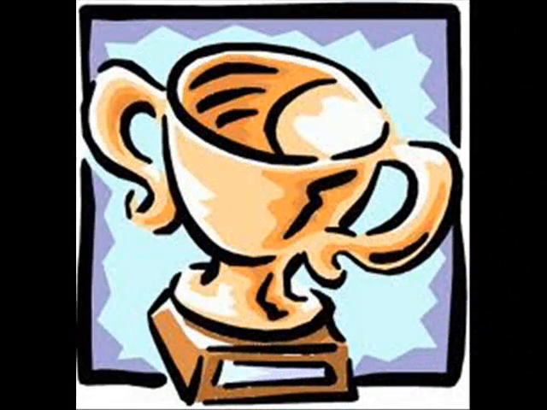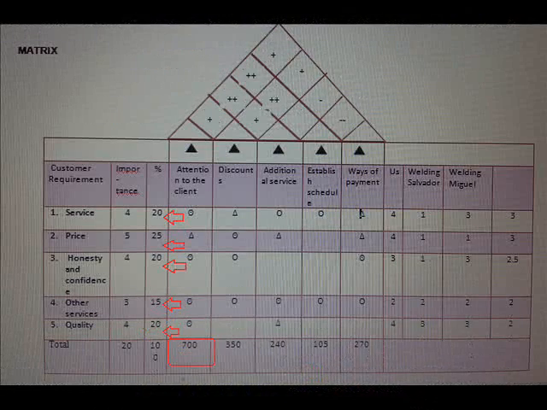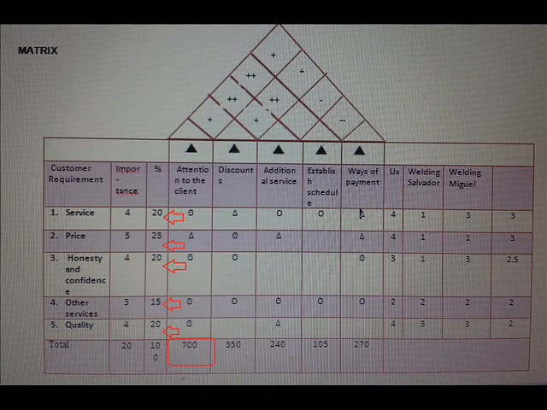Then you need to add the total of points. For example, we have an 8, we represent the circle and a dot, and we multiply that with the percentage of each one. After we multiply, we add everything, and that gives us a total of 700. So we do that with every element that we have.